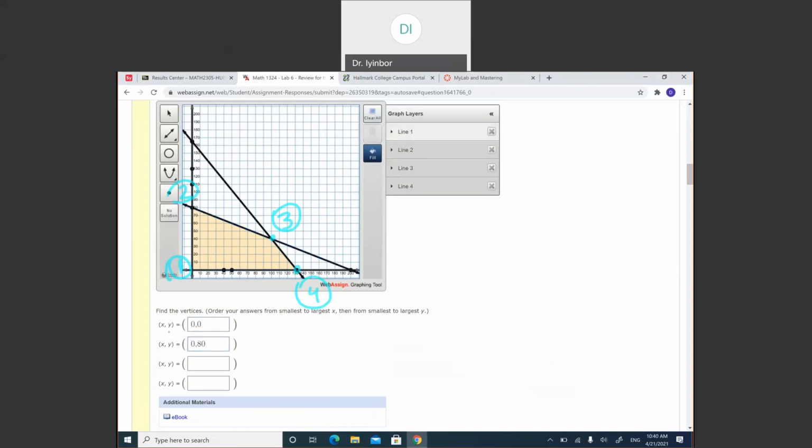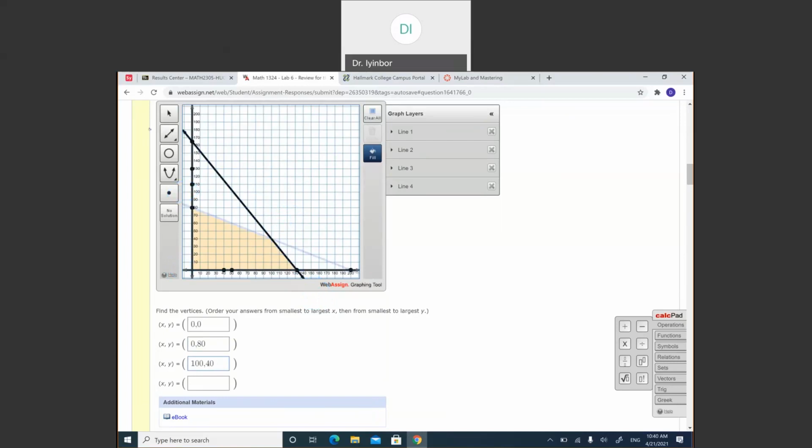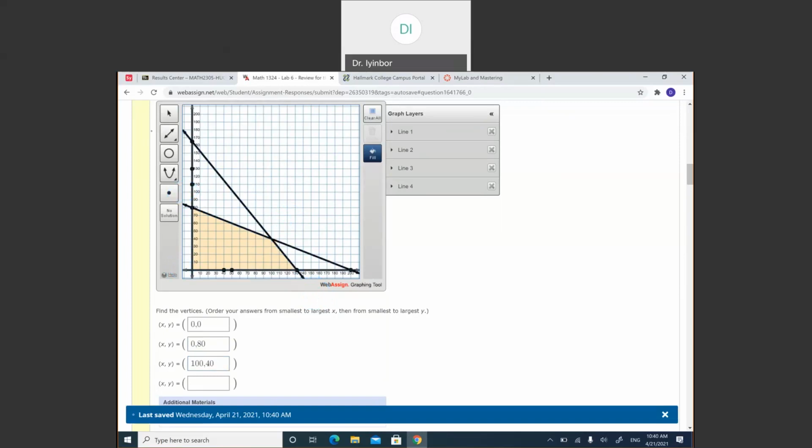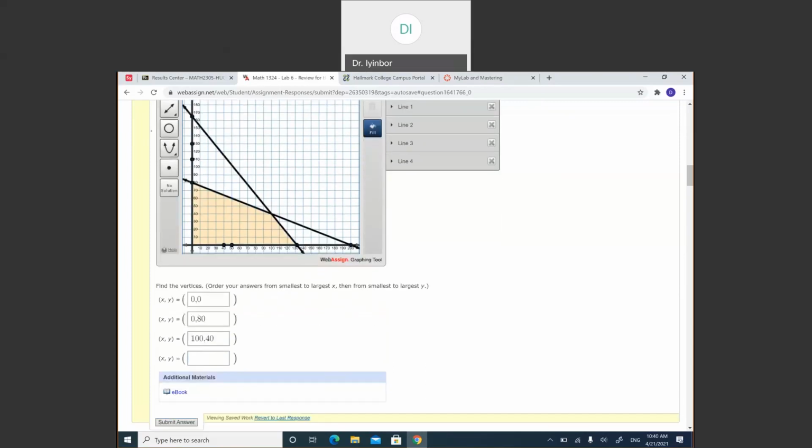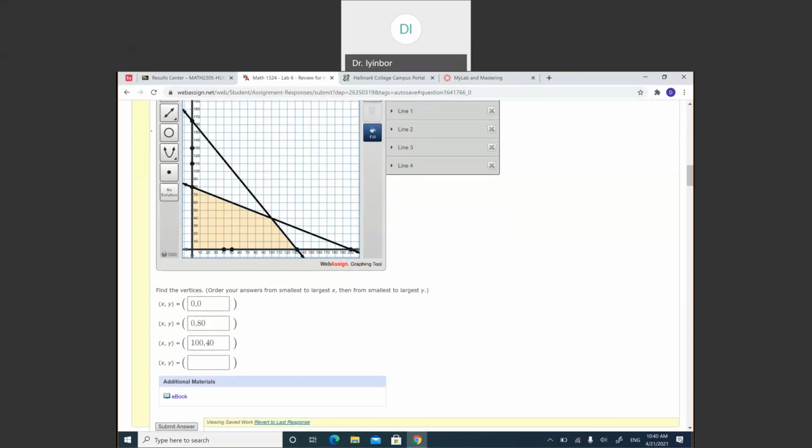And then the third one, you see the x is 100 and the other one is 40, 100, 40. Look at this, they intercept exactly at that place. Now, if you want to find exactly where they cross, if you want to find these coordinates, you need to solve the system of equations. But in this case, it's clear where they cross. And then the last point is 132, 0.